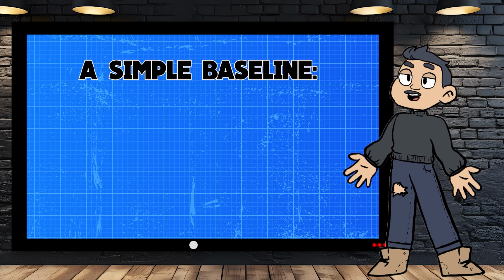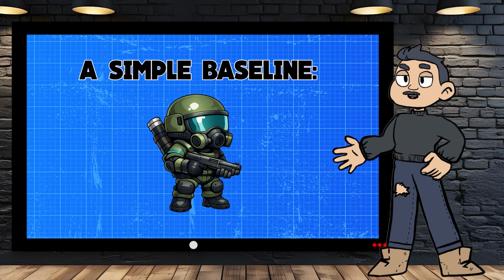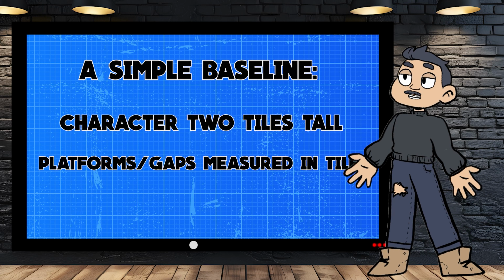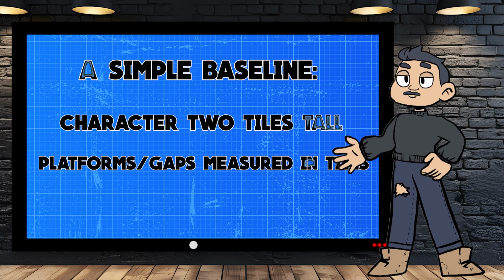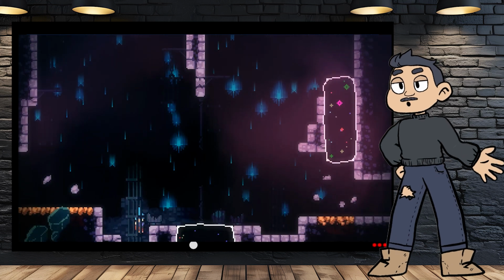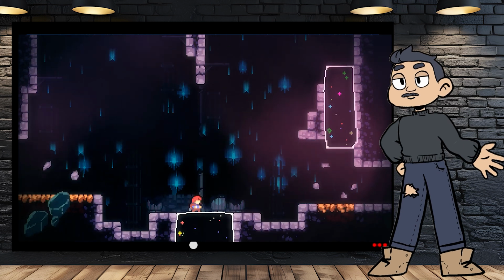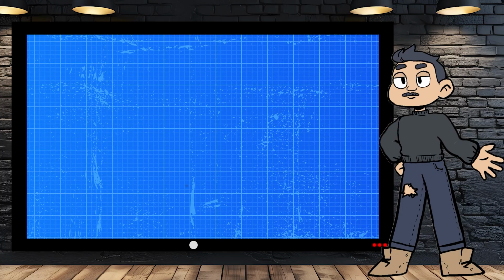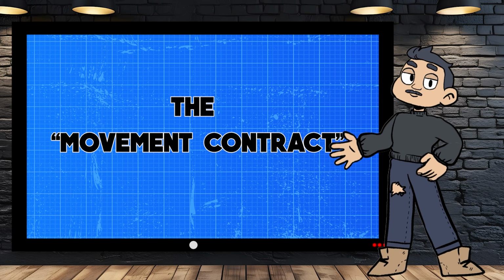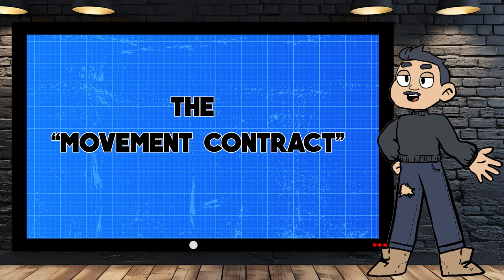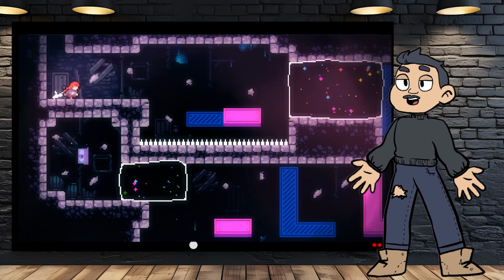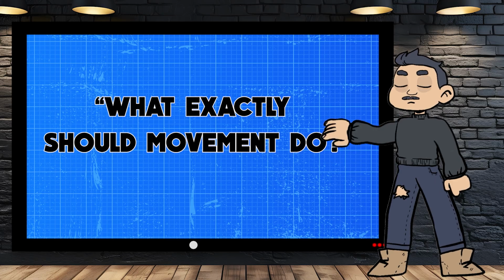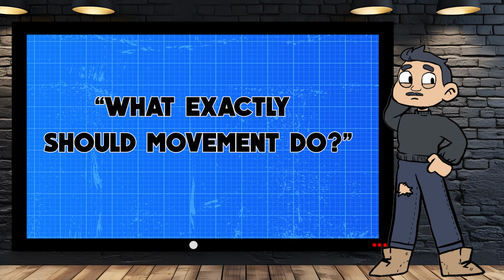A simple baseline. Your character is around 2 tiles tall. Platforms and gaps are measured in tiles. You can look at a level and immediately understand distances. Now we create something I always do in production, the movement contract. A movement contract is basically a promise, not a vibe, a measurable promise. It answers, what exactly should movement do?